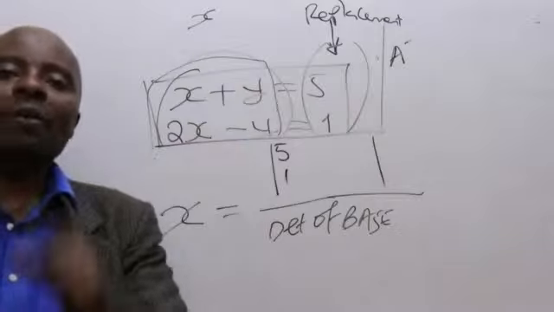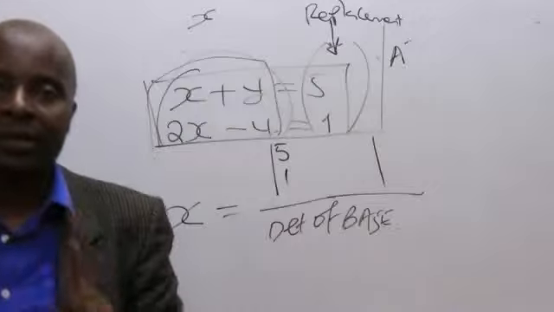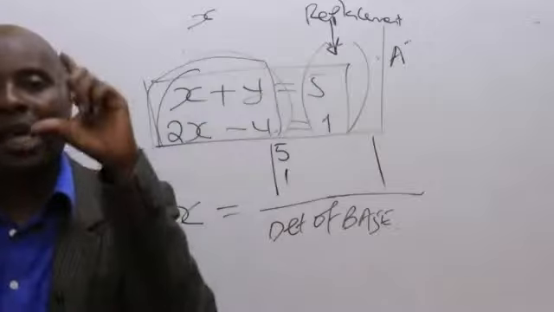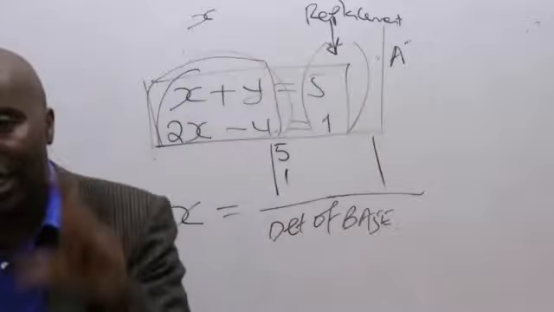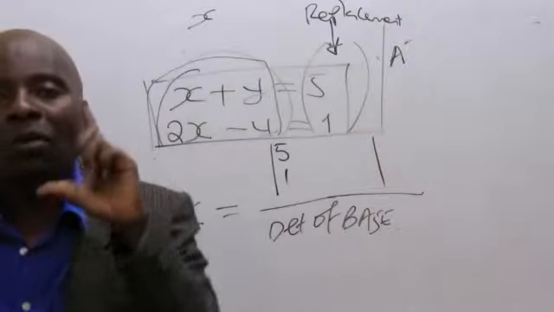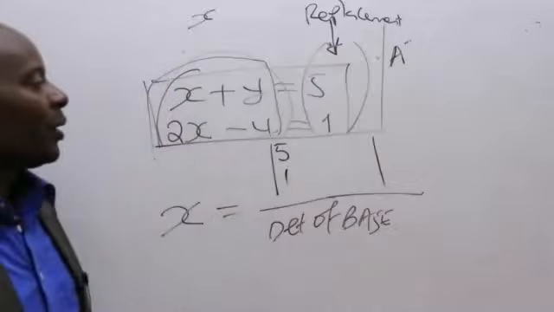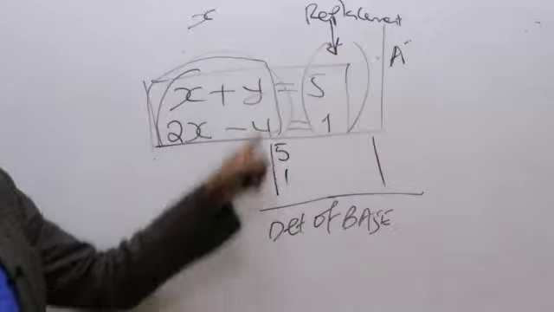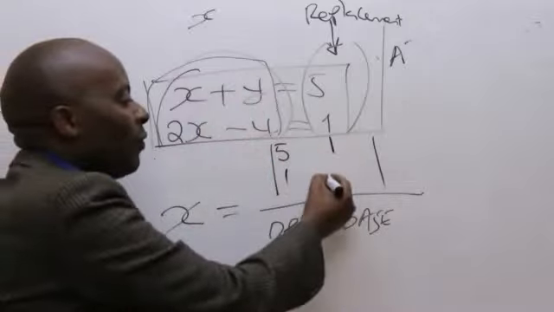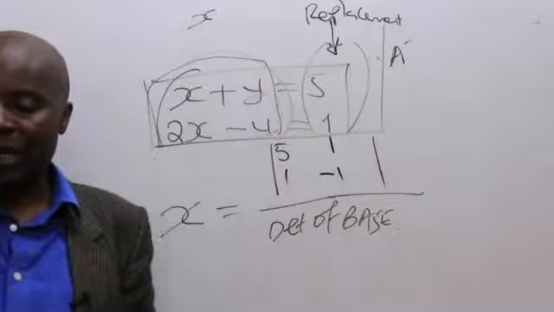And if column x has disappeared, then the column y has to remain. So what I've said is that if I want x, the column of x must disappear. And if a column of x disappears, the column of y must remain. So y column is column number 2, and I know what the coefficients of column y are. Coefficients here are 1 vis-a-vis minus what? Minus 1, like that. 1 and minus 1.